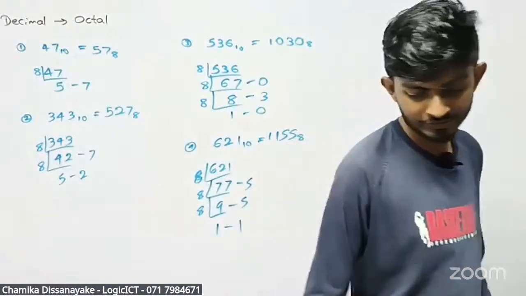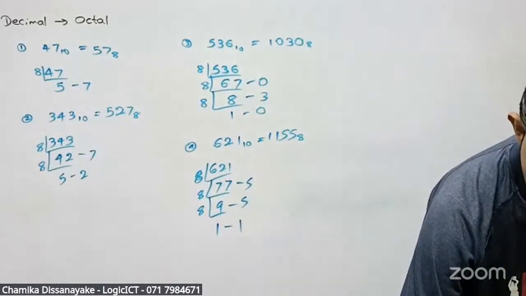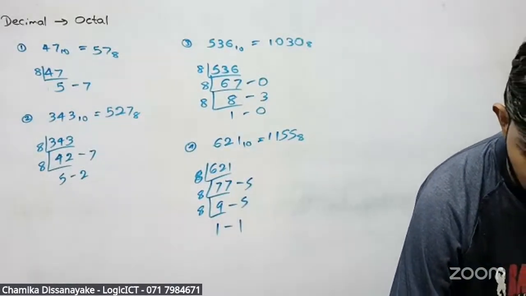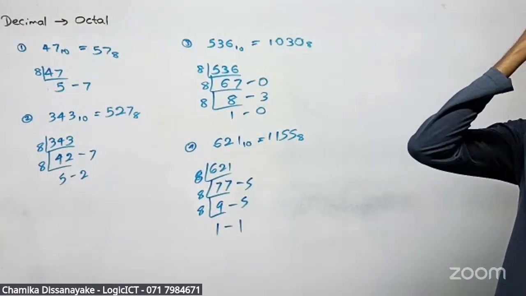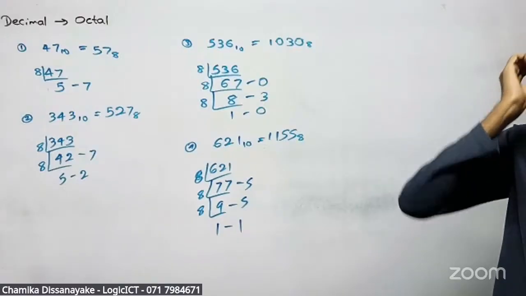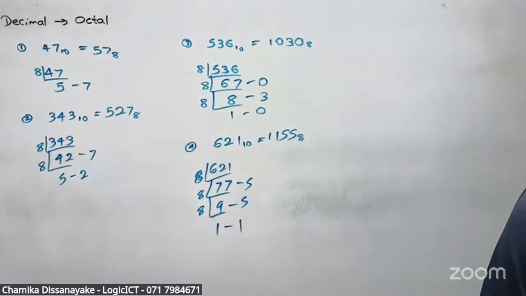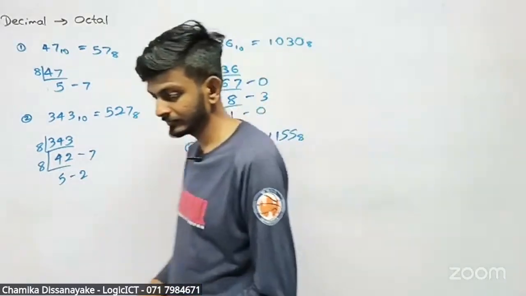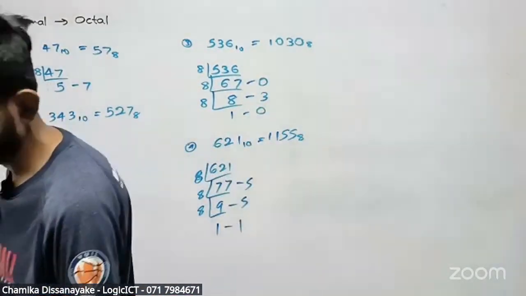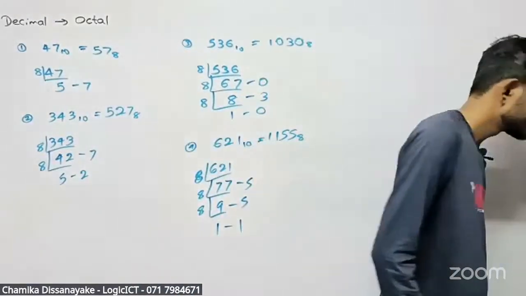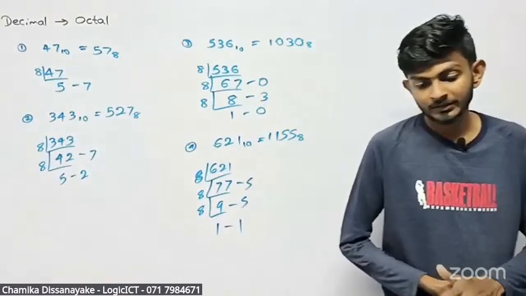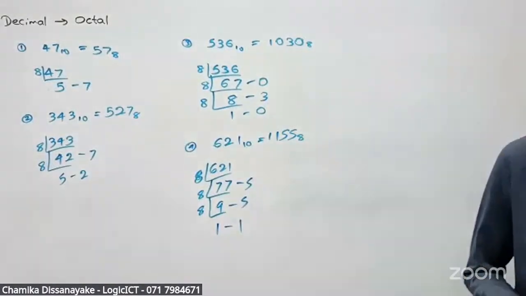Okay. Let's write. Put the subtopic. In the previous one, we put the topic as decimal to binary. For this one, write the topic: decimal to octal conversion. Decimal to octal conversion. Okay. Let's write like this.